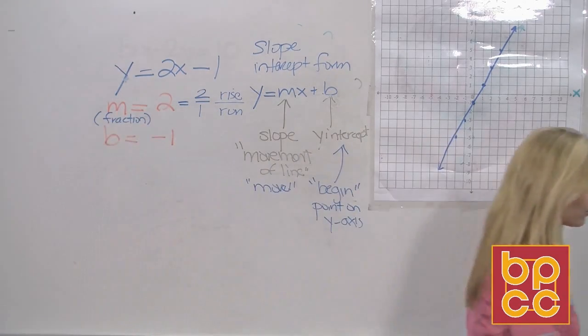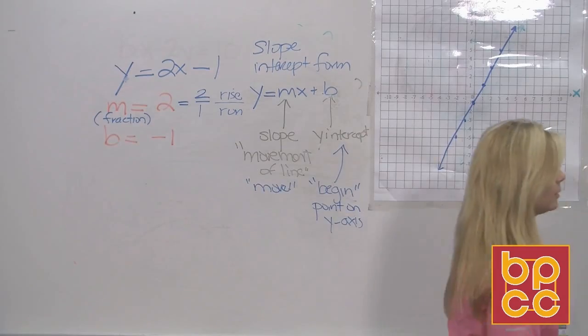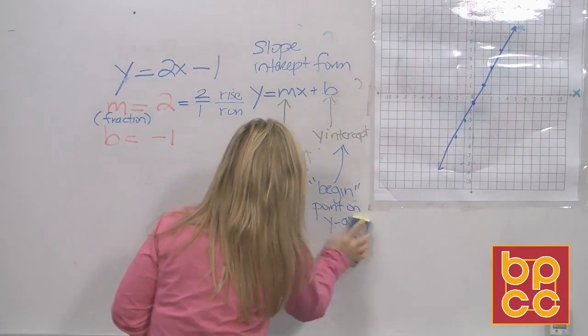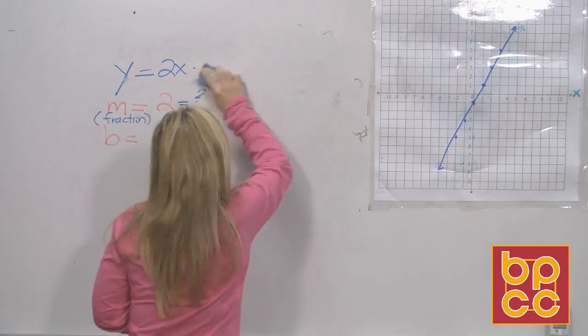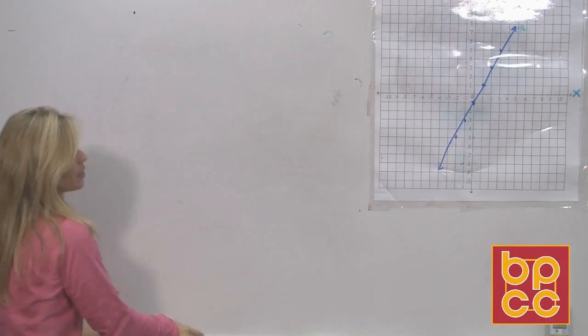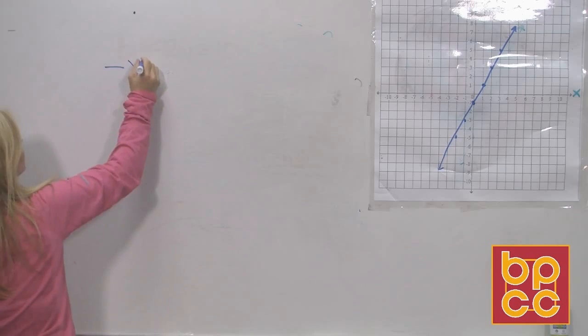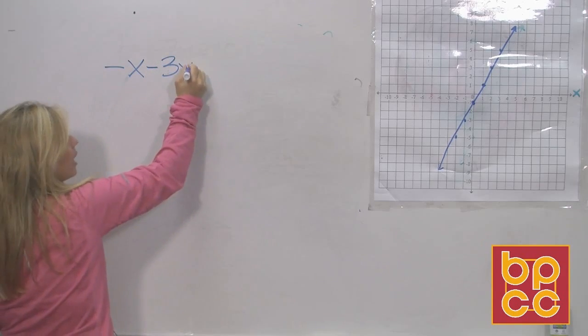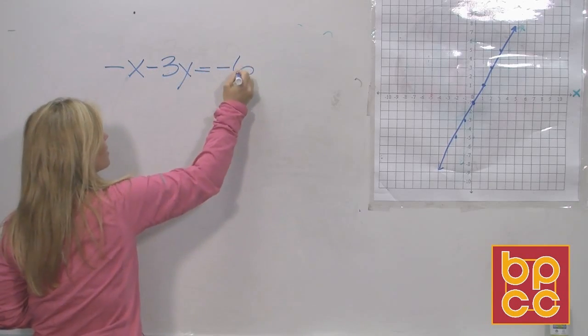Okay? I think we have another example. Let me get my clicker here. Sure we do. Let's do the next one. So let me erase this. Okay? Here's my equation. -x minus 3y equals -6.